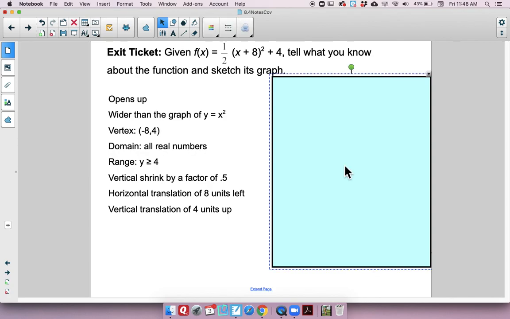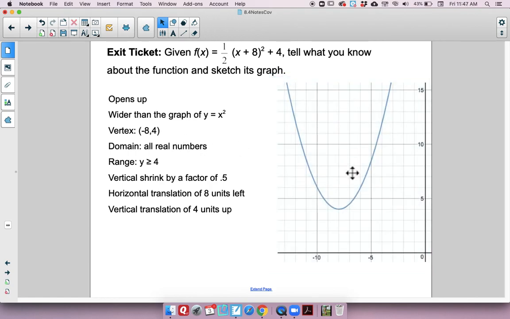And then if you went and finally graphed it, you would put the vertex in, you would pick a couple of other points, and you would have a graph that looked like this.